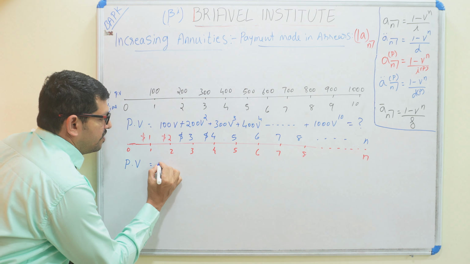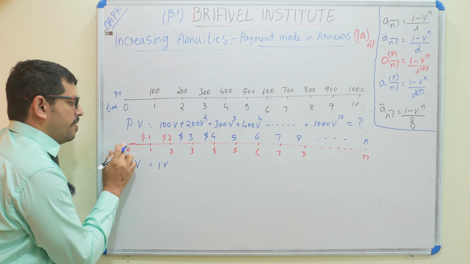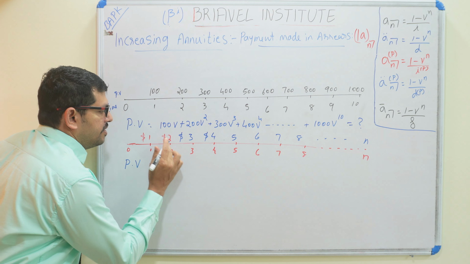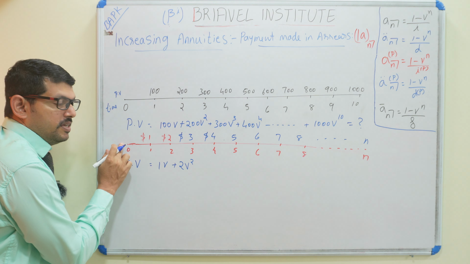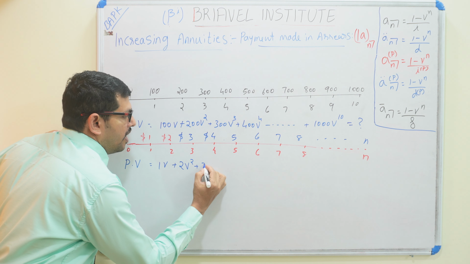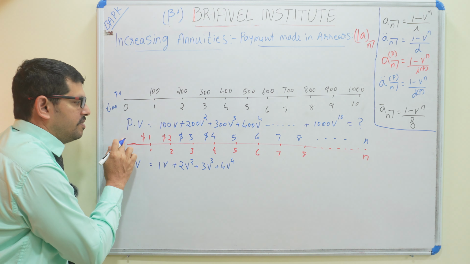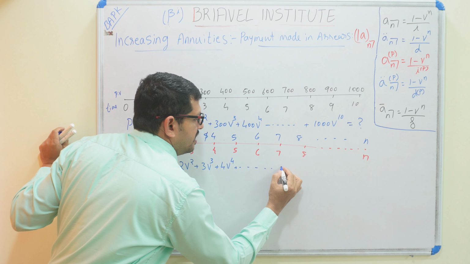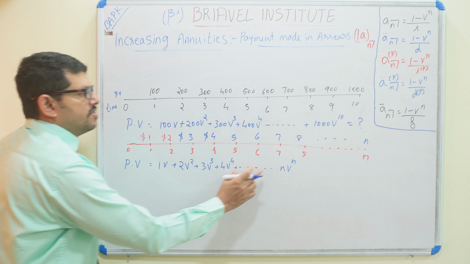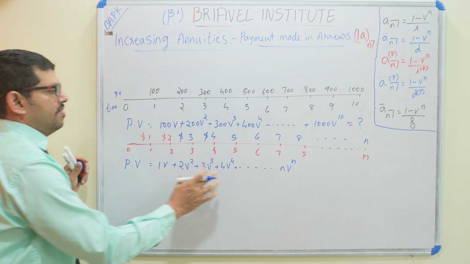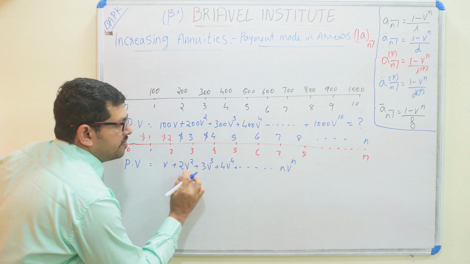Present value is equal to 1 times v. 1 unit is taken to time 0. So it's 1v and 2v square. Now you see $2 is taken to the present time 0, 2v square, and 3v cube plus 4v raised to 4. So 4 I have taken to time 4. So it is going like that, nv raised to n. The n unit I have taken to the present is nv raised to n. So this one is the present value of the increasing annuity.